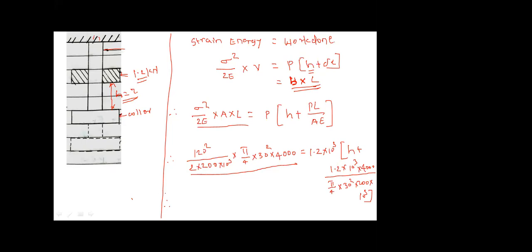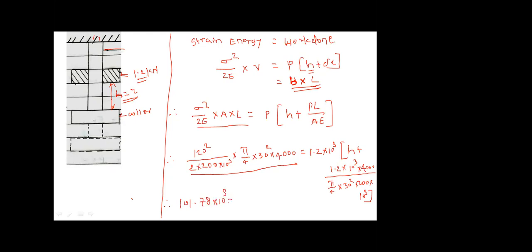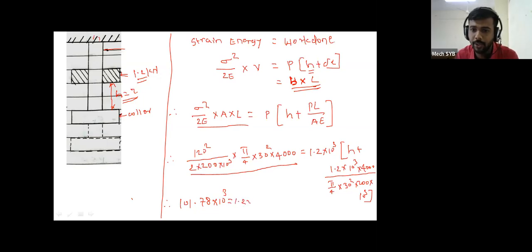101.787 into 10 raised to 3. Okay, you send your answers in the chat box, so I will verify. 101.78 into 10 raised to 3. Okay. And this 1.2 into 10 raised to 3 stays as it is, then in the square bracket, H plus. Yes, 101.787 into 10 raised to 3 is correct, or 101.79 into 10 raised to 3. That answer is also accepted, no problem.